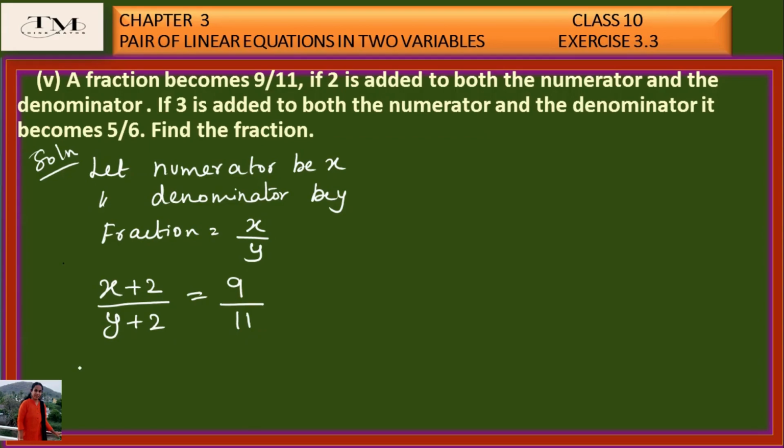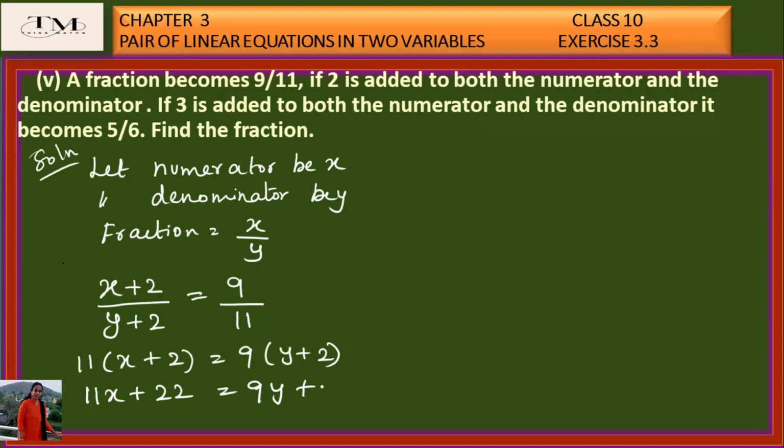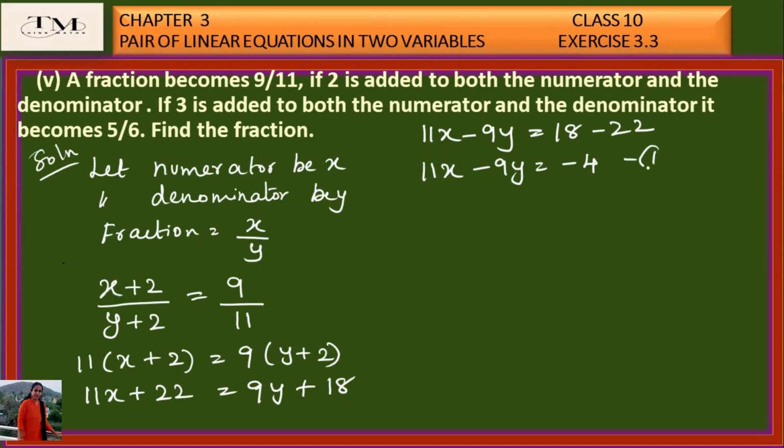So cross multiplying, 11 into x plus 2 equal to 9 into y plus 2. So 11x plus 22 equal to 9y plus 18. Collecting the terms, we get 11x minus 9y equal to 18 minus 22, so 11x minus 9y equal to minus 4. So this is one equation.